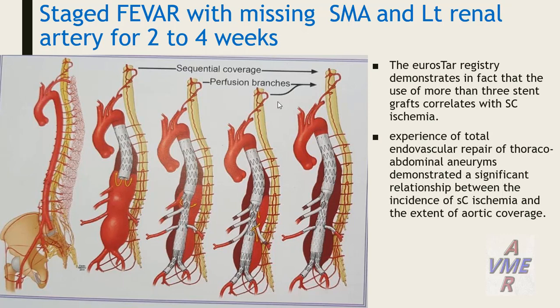Okay, this is the picture, and this is the missing of the celiac trunk, and later on you have stenting of the celiac trunk by covered stent after a space of 2 to 4 weeks. So an increased number of stents correlates with spinal cord ischemia, and increased length of the thoracic aorta coverage increases the risk of spinal cord ischemia.